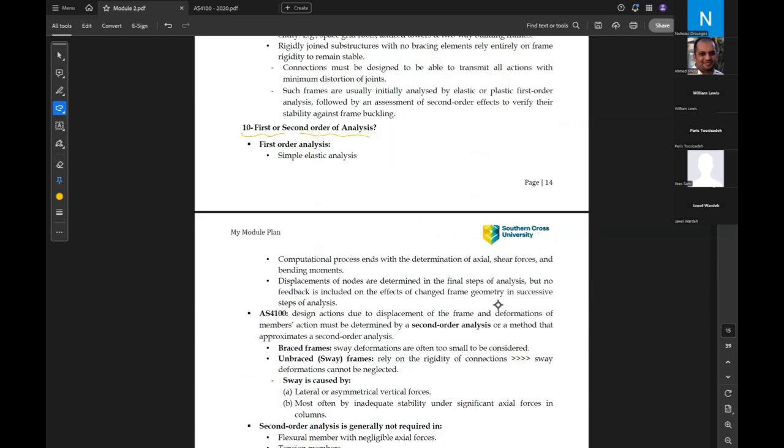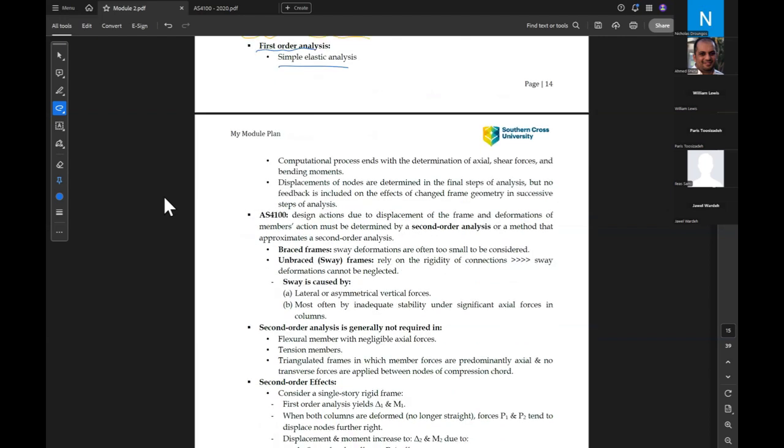So the first or second order analysis. When to do first order analysis and when to do second order analysis. The first order analysis is again a simple elastic analysis. The computational process ends with the determination of axial and shear forces and bending moments. Also, the displacements of nodes are determined in the final step of the analysis, but no feedback is included on the effect of the changed geometry.